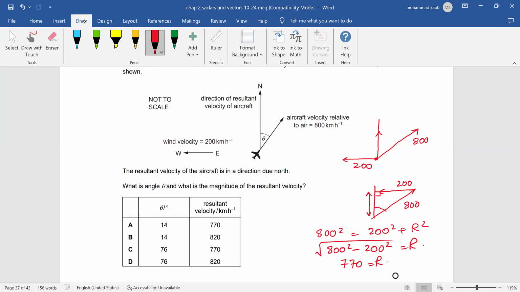Now, if we work out the angle, sine theta equals 200 divided by 800. Let's take 2 divided by 8, because the zeros will cancel out. So sine inverse of 2 over 8. How much? 14. So that would be A, right? Perfect.